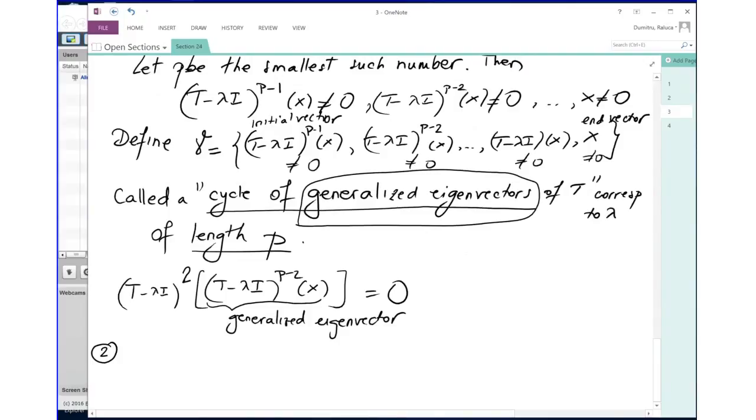Precisely, so let's say note number 2. Exactly one vector in such a cycle is an eigenvector.